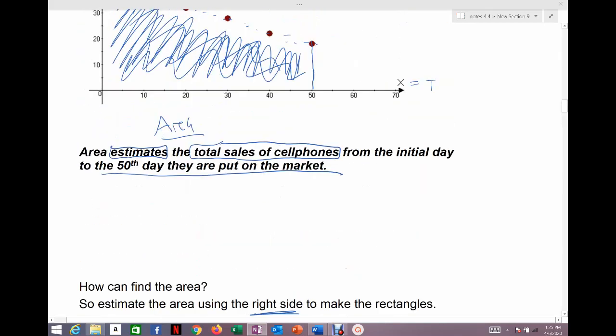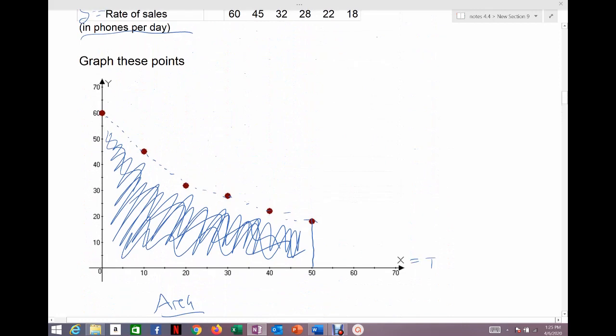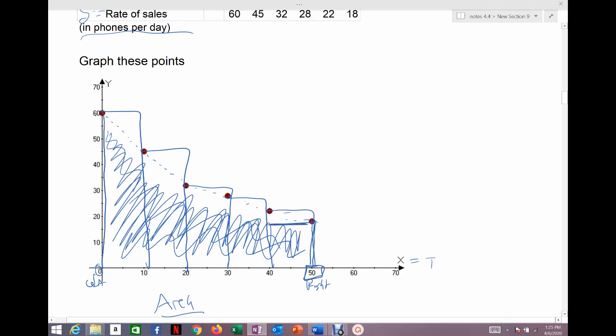If I go back to my original picture to draw out what I mean, I can draw a rectangle starting on the left, and I can draw them like this. So this would be the left-sided; I'd start at 0. Or I can start on the right. If I start on the right, I start at 50. And I draw my rectangles.